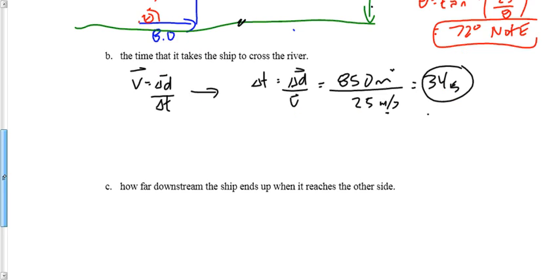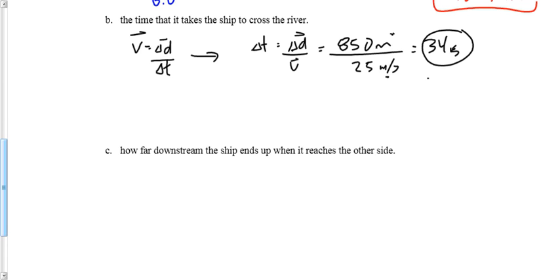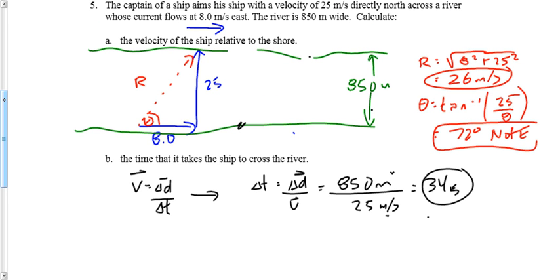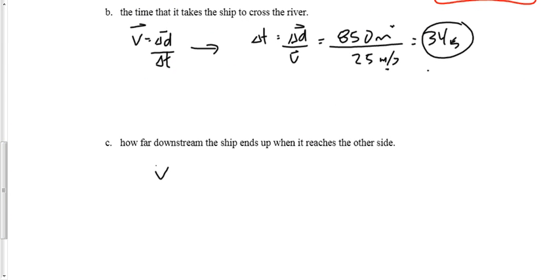All right, question C. How far downstream does the ship end when it reaches the other side? So in other words, the river current is going to the east there. The ship is going to travel downstream here. How far downstream does it end up going? It's traveling at a constant velocity still. And I want to find how far downstream it ends up going. So I want to find a displacement. But I want to find a displacement along the x-axis. I want to find this displacement, right?